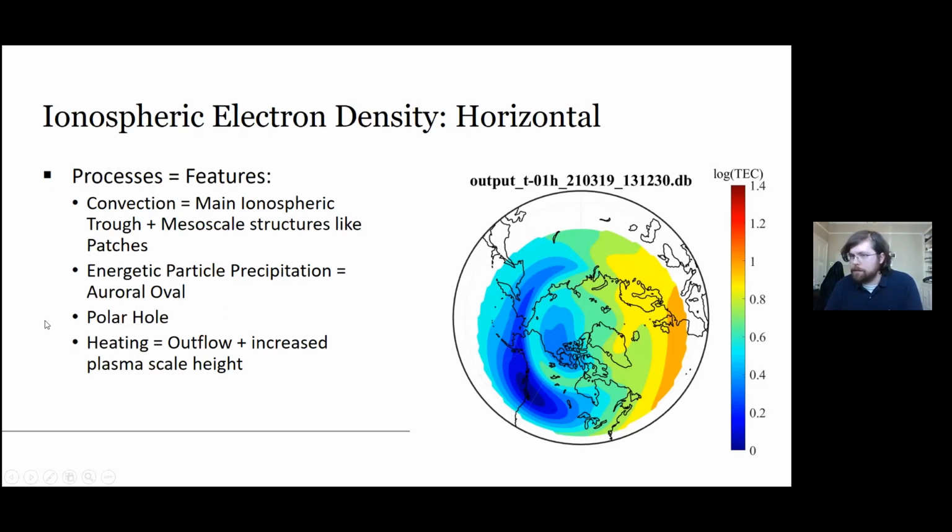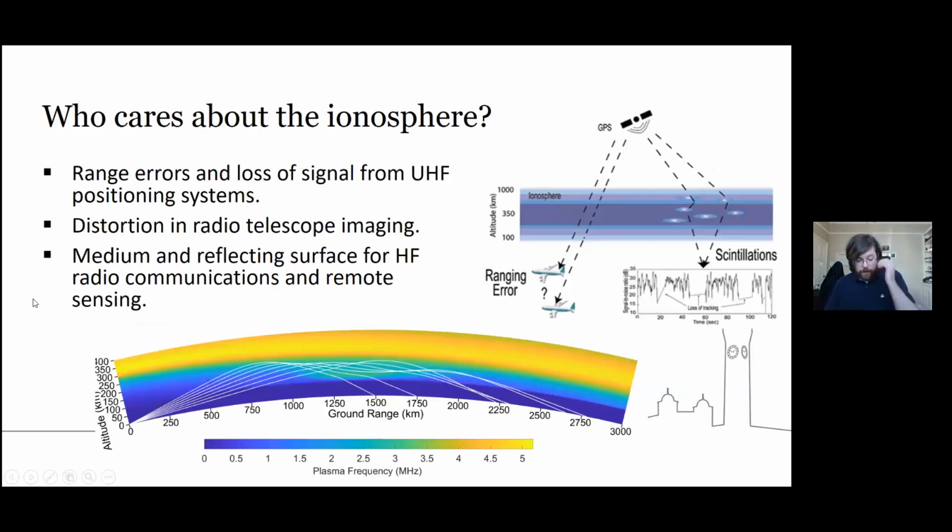So that's kind of what we expect the electron density in the ionosphere to look like. But who cares? Who cares about the ionosphere? I'm only going to talk about two use cases here, but ultimately there are a number of different reasons to have an interest in the ionosphere.